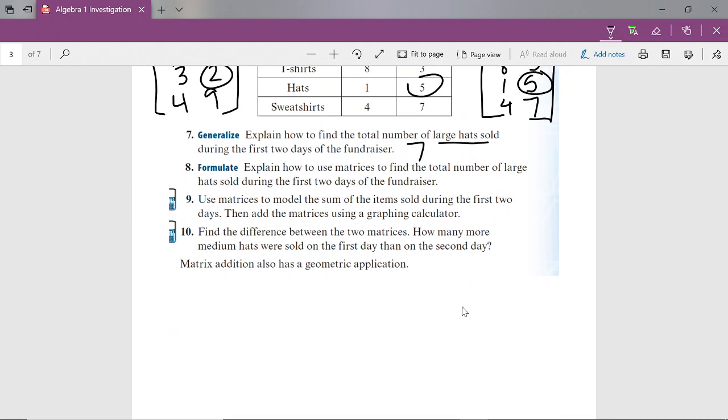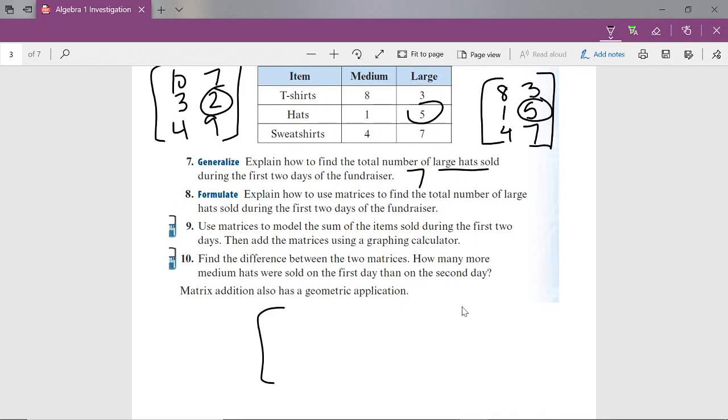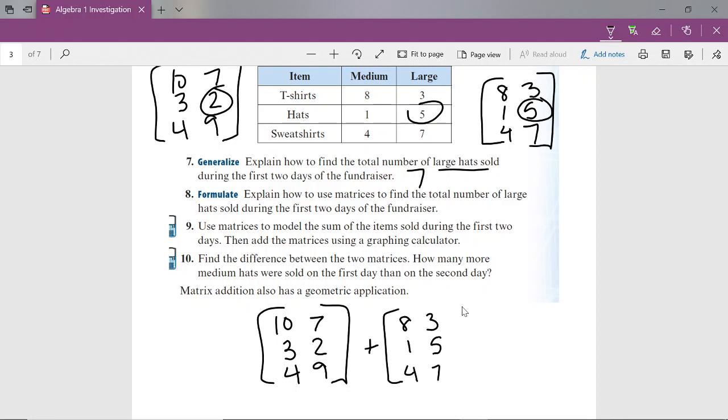Well, we can go ahead and do this by hand a little bit by just copying down our matrices, so 10 and 7, 3 and 2, 4 and 9. And we're going to add to that 8 and 3, 1 and 5, 4 and 7. Remember, each of these refer to similar things. So 10 refers to the medium t-shirts in both days, 10 in the first day, 8 in the second day. So if I'm going to add these matrices, I have to add together the ones that are in corresponding spots. So in this case, 18.